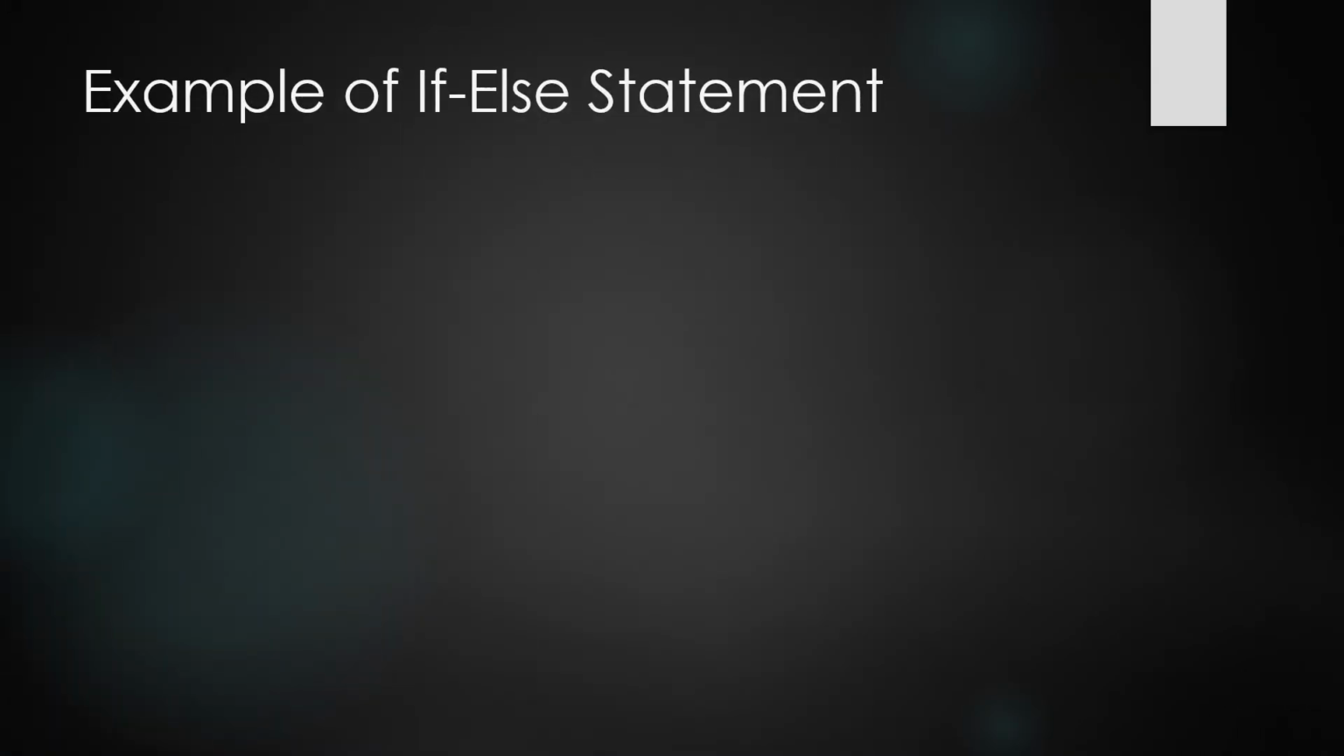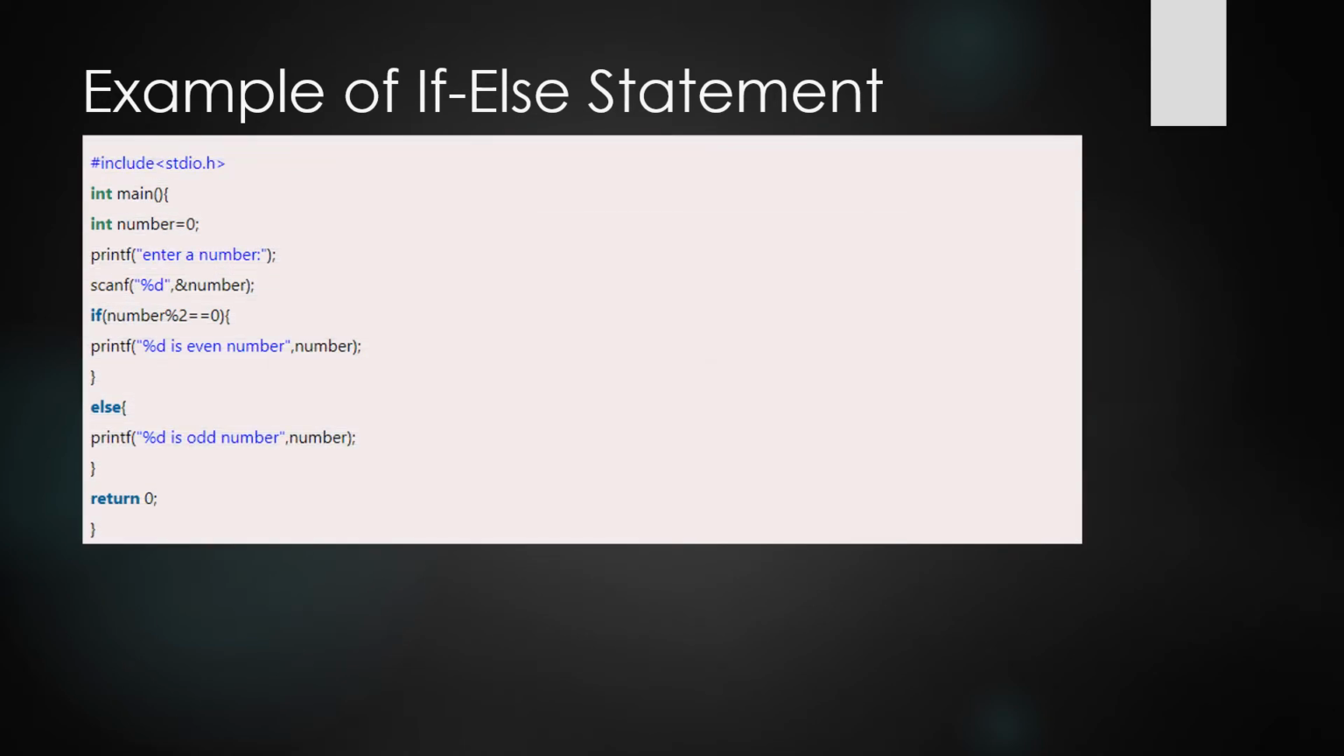The following code represents the example of if-else statement. In this code, we can clearly see that a condition is established to check whether a number is odd or even. If the number after dividing by 2 gives remainder 0, then that number is an even number and it will be printed on the screen. Else, the number is an odd number and that would be printed on the screen.